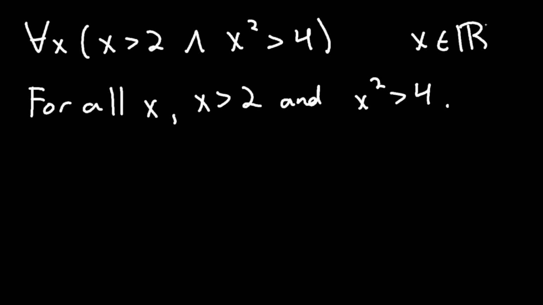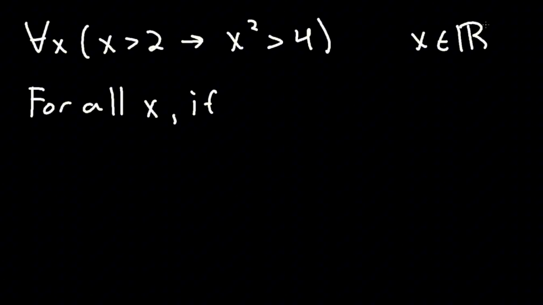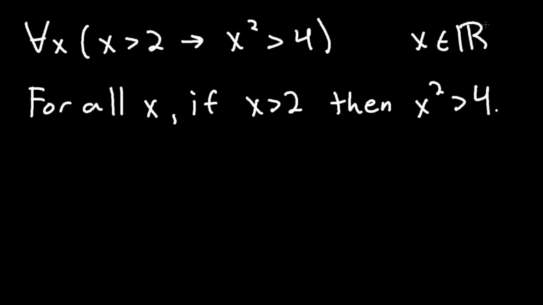Now here's the thing: what if we wrote down a conditional instead? So for this case, it's for all x, or for all real numbers, if x is greater than 2, then x squared is greater than 4. Okay, is this the case? Well, yeah, it is, right? If your real number is greater than 2 and you square it, it better be greater than 4.